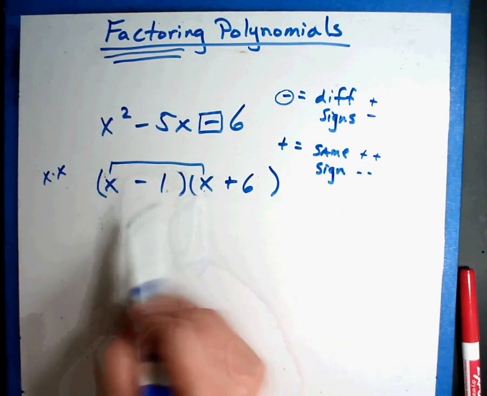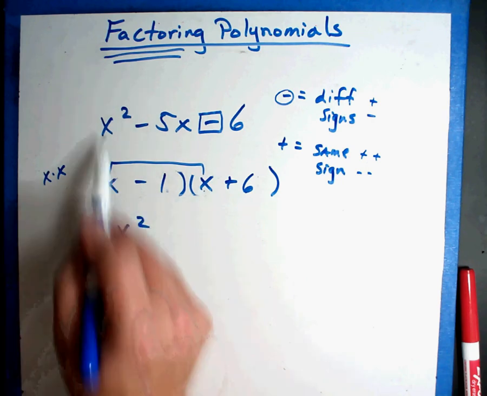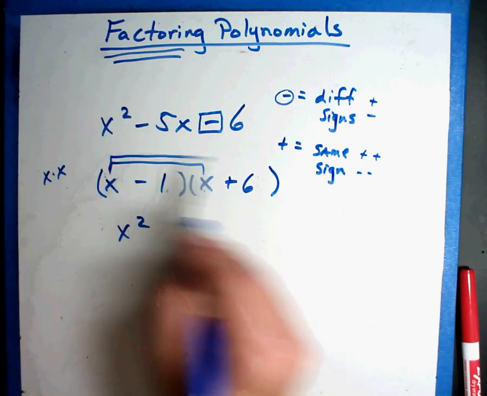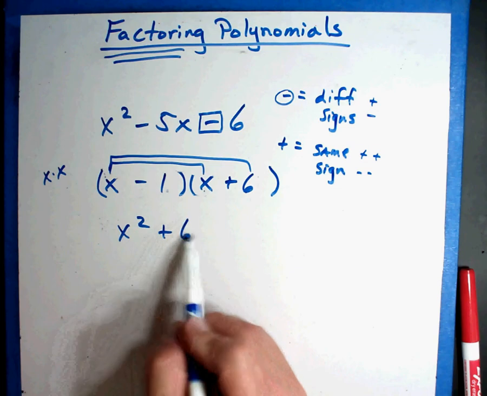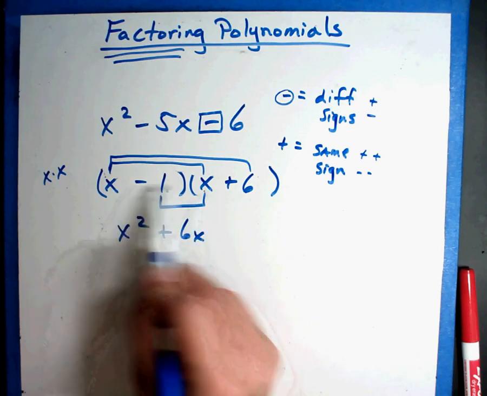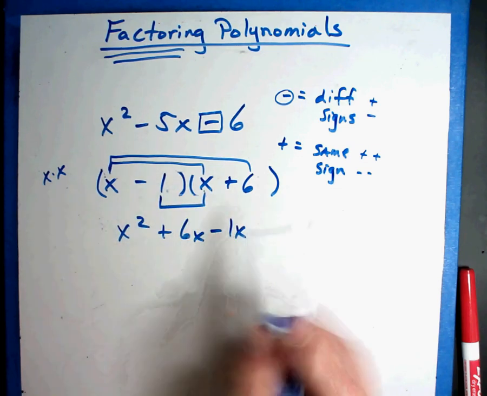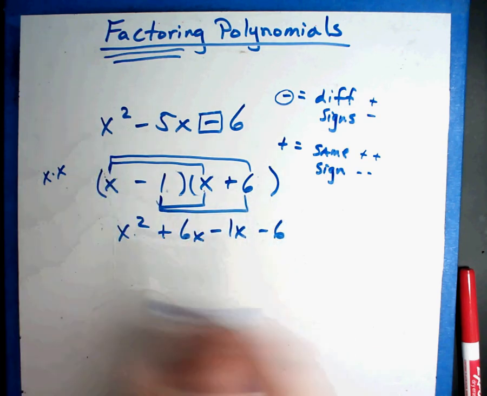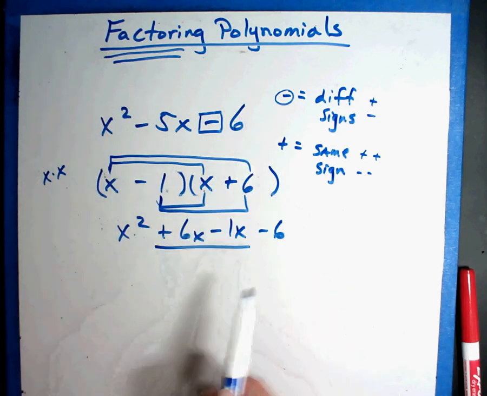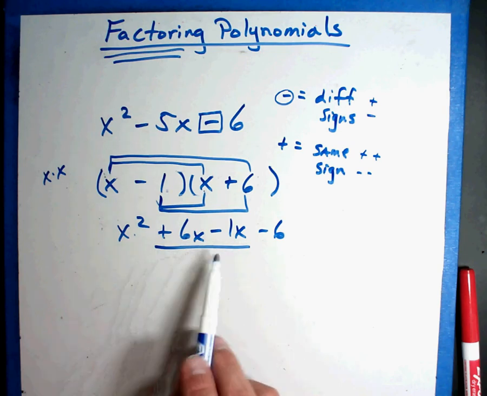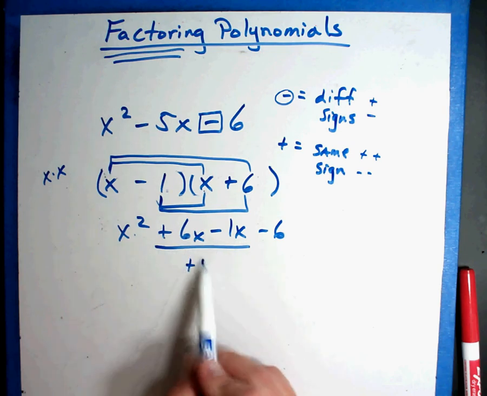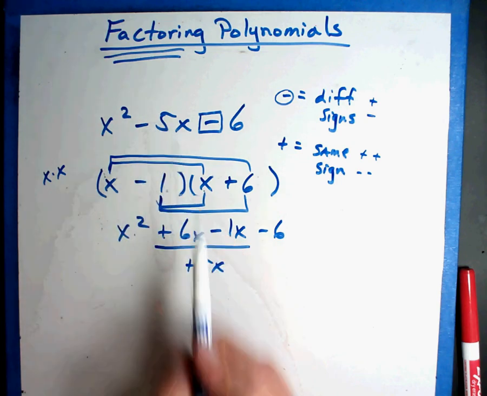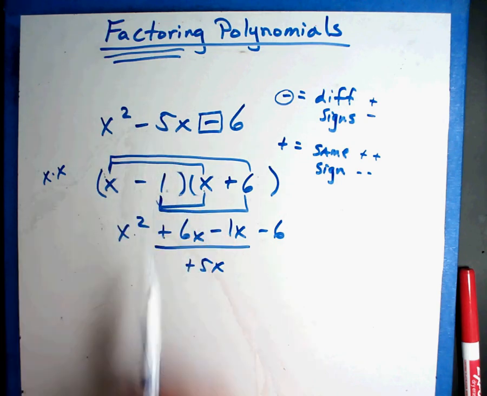This times this, x squared. All right, I'm doing good. This times this is plus 6x. Minus 1 and x is minus 1x. And this is minus 6. So I see the x squared. I see the minus 6. Put those together. Plus 6 minus 1 is plus 5x. Is that it? Oh, it's plus 5. It should have been minus 5.